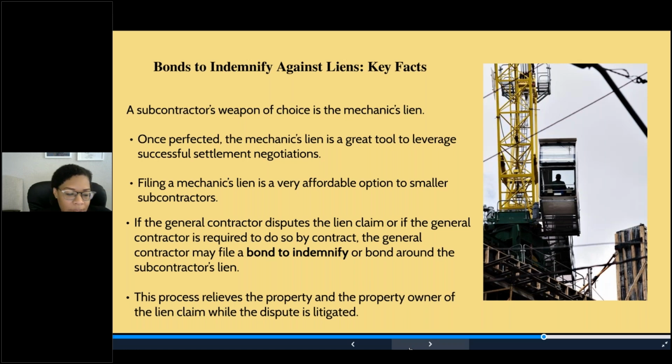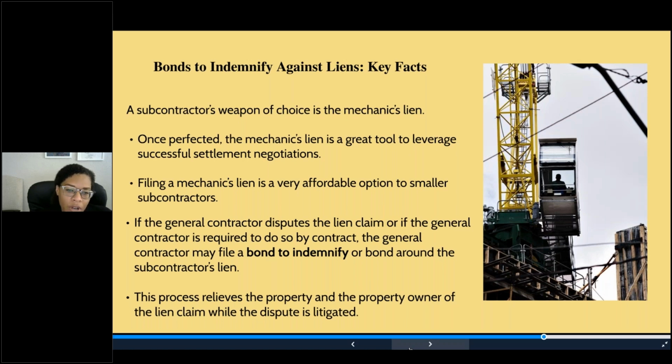As we've been discussing, the subcontractor's weapon of choice is a mechanics lien, because once it's perfected, the mechanics lien is a great tool to leverage successful settlement negotiations. Additionally, filing the mechanics lien is a very affordable option for smaller contractors.